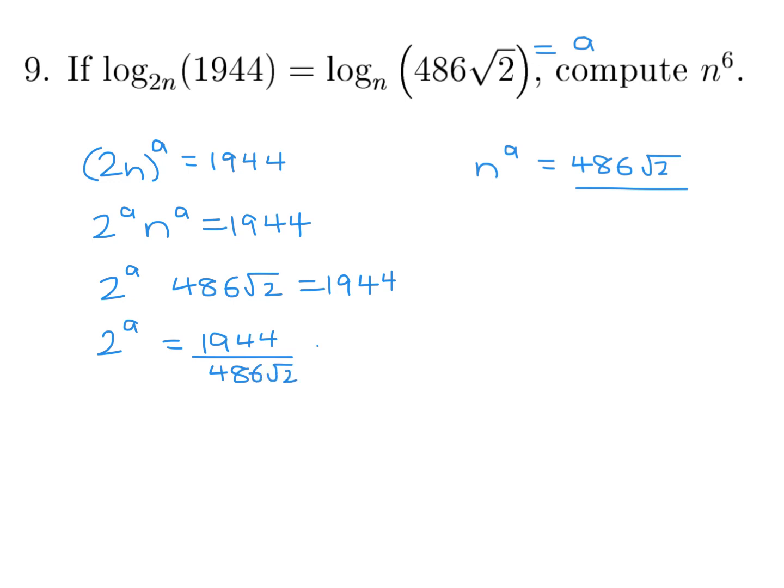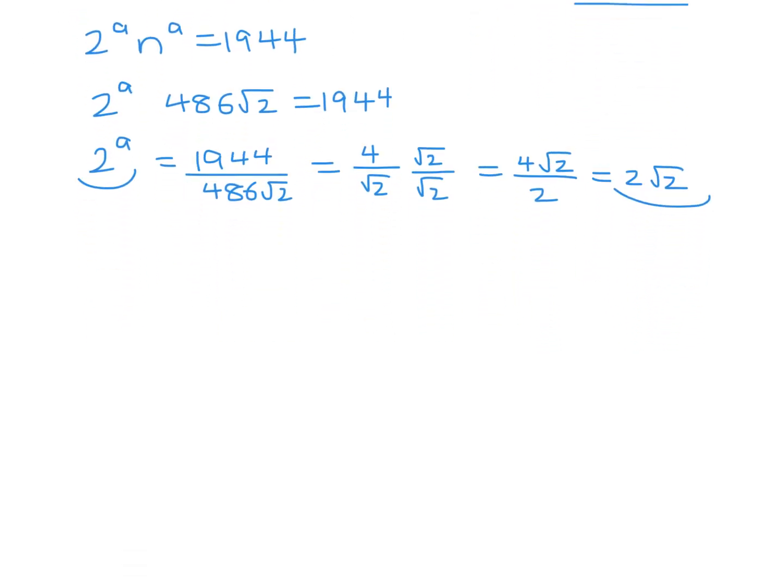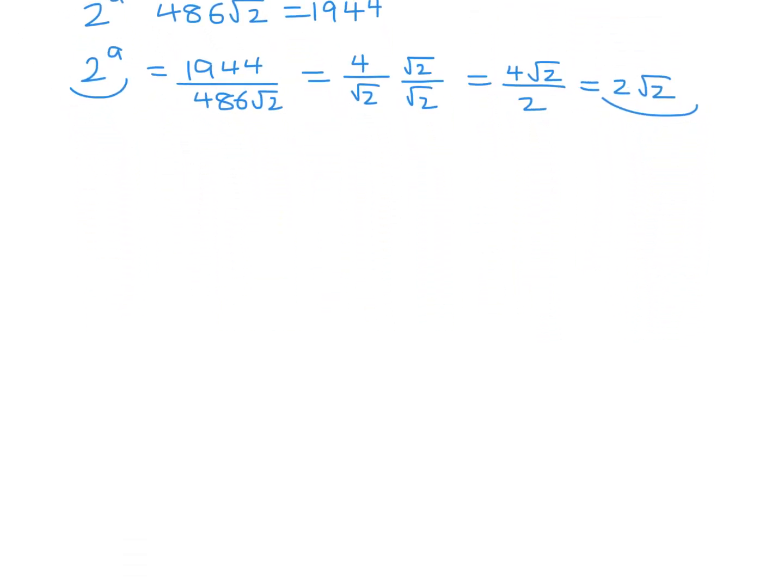And I believe that 1944 divided by 486 is 4. So that's just 4 over root 2. If you rationalize the denominator by multiplying top and bottom by root 2, you get 4 root 2 over 2, and that's just 2 root 2. Okay, so this is equal to 2 root 2. Great. All right, things are looking up a little bit for us. Remember, let's just keep our eye on the prize. They want us to figure out n to the power of 6. Let's not forget what we actually want to do.